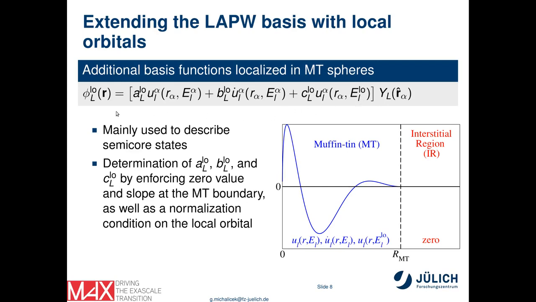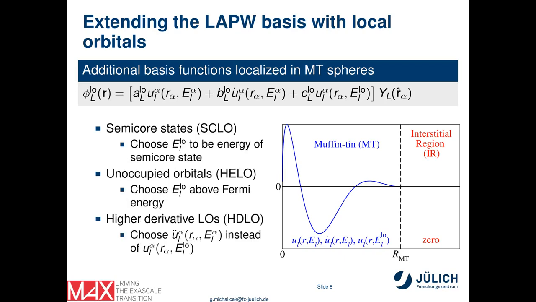These local orbitals are mainly used to describe semi-core states, and you see that we also have these coefficients A, B, and C in this description. They are all determined by enforcing zero value and slope at the Muffin-Tin sphere boundary of this local orbital, and also some normalization of the function.